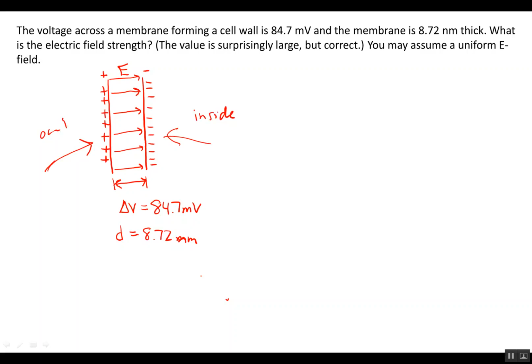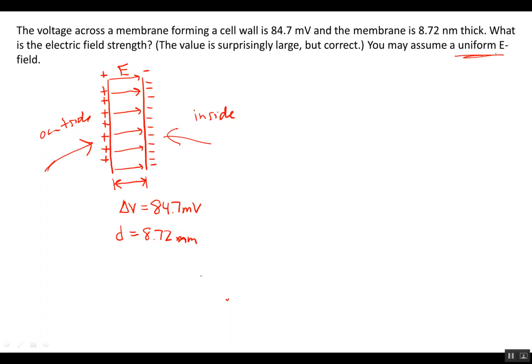Outside. Okay, so you can think of the two sides of the cell membrane as the two plates of a parallel plate capacitor, and there's an electric field pointing from positive to negative between these two plates. And that electric field, we're assuming that it's uniform.